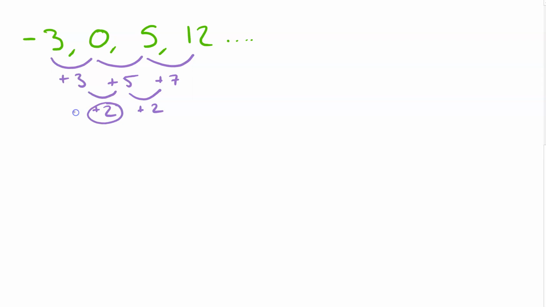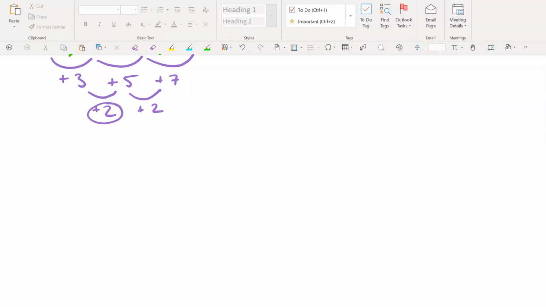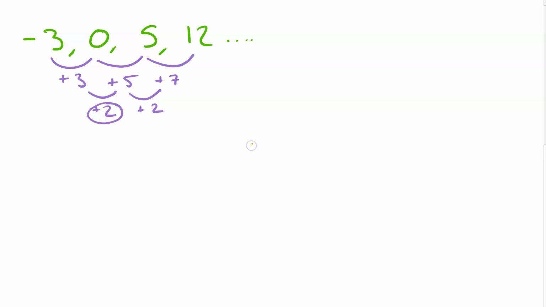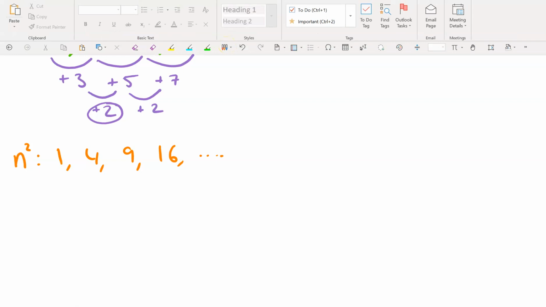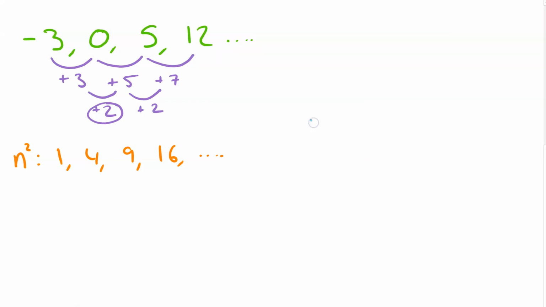Half of that number is how many n squareds I have. So I just have 1 n squared, and that goes 1, 4, 9, 16. They are not the right numbers, so I need to work out how to adjust them. To get from 1 to the first number, I have to take away 4. These are all going to be take away 4. So my nth term formula is the n squared numbers take away 4.